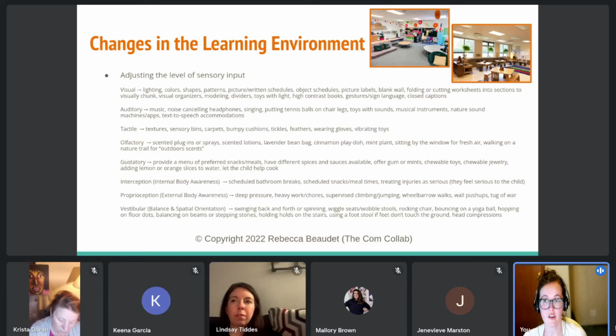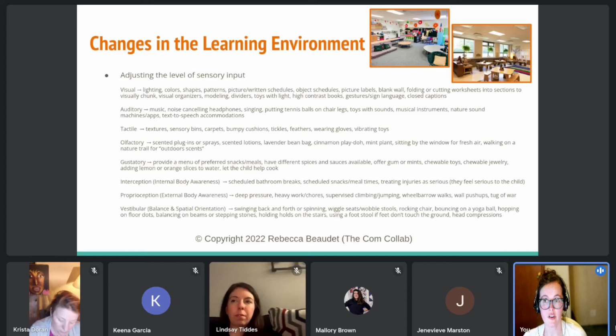For auditory learning environment changes, thinking about using music, offering noise-canceling headphones, singing, putting tennis balls on chairs so that the scraping of the chairs doesn't bother someone that might be sensitive to that sound, toys with sounds, musical instruments, nature sound machines and apps, and text-to-speech accommodations.